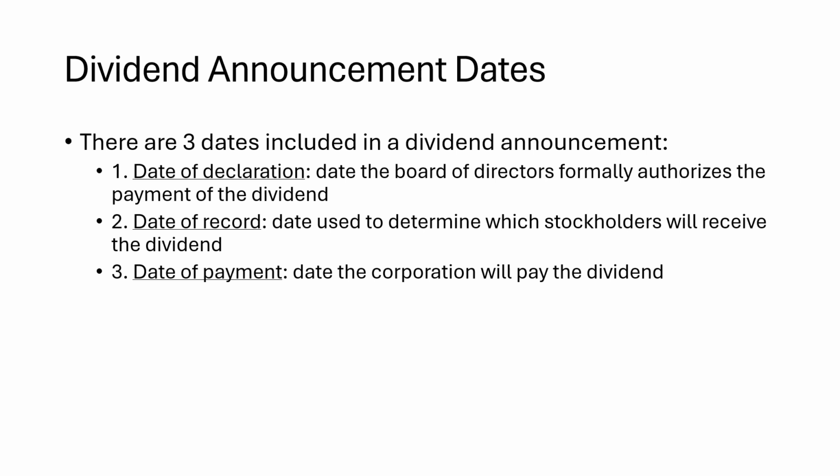That's the date used to determine which stockholders will receive the dividend, because with shares of stock, investors are buying and selling shares of stock on a daily basis. So the board has to determine a specific date where they will look at the records, and whichever stockholders are on record as of that day owning shares of stock in the corporation, those are the ones who will receive dividends. And then finally, the date of payment is the date when the corporation makes the payment.